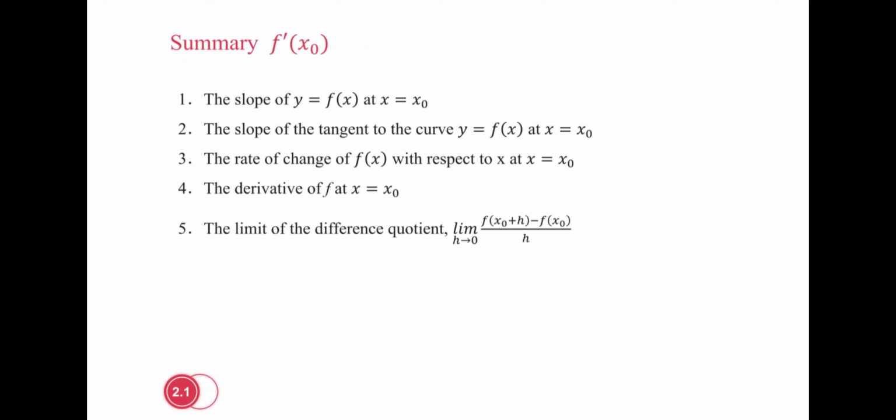To summarize, f prime of x0 can mean several things. It is the slope of y equals f of x at x equals x0. It is the slope of the tangent line at x equals x0. It is the instantaneous rate of change of f of x with respect to x. And it is the limit of the difference quotient: the limit as h approaches 0 of f of x0 plus h minus f of x0, all divided by h.